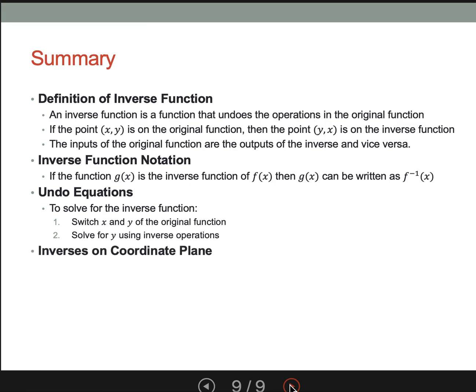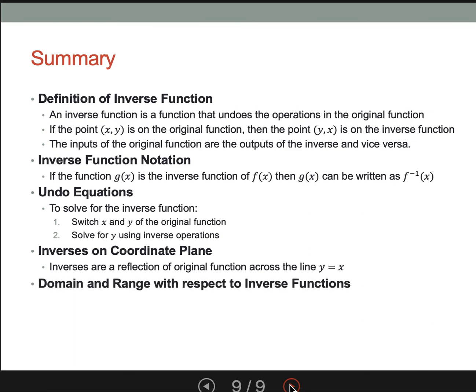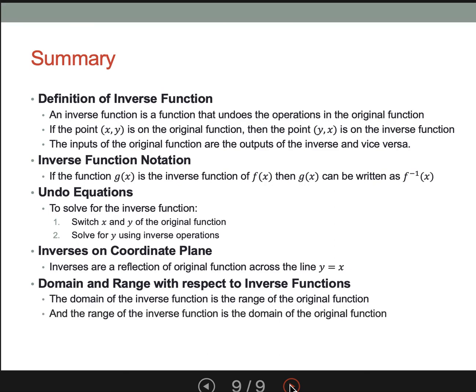Okay, what else have we learned about inverse functions? What's new today is inverses on the coordinate plane. So we learned that inverses are a reflection of the original function across the line y equals x, right? So if you reflect the original function across that line, you'll get its inverse. And we learned about domain and range with respect to inverse functions. The domain of the inverse function is the range of the original function, and the range of the inverse function is the domain of the original function. So if the original function passes the horizontal line test, then its inverse is also a function.